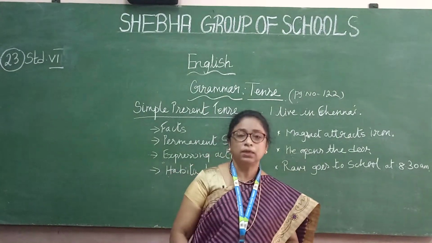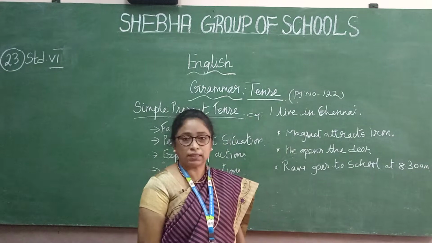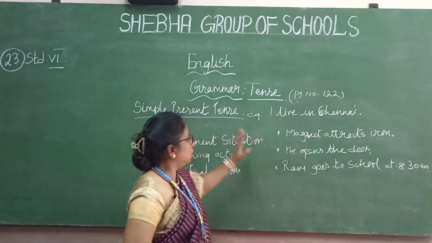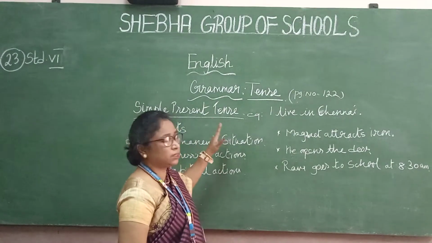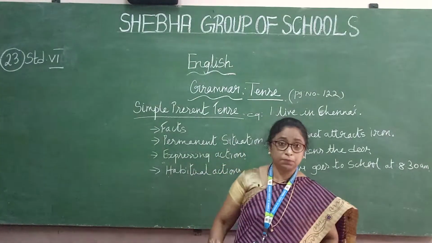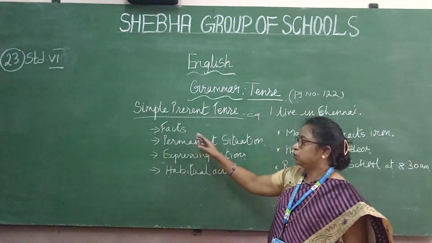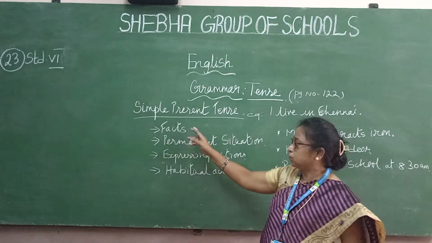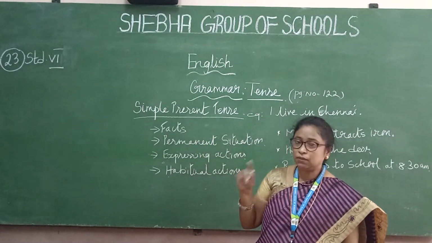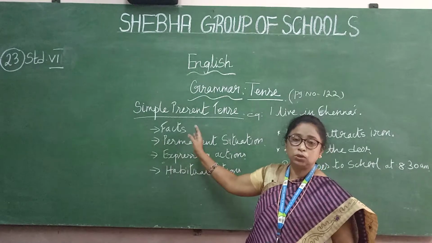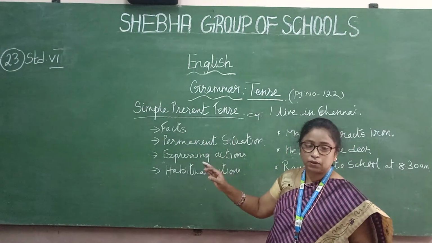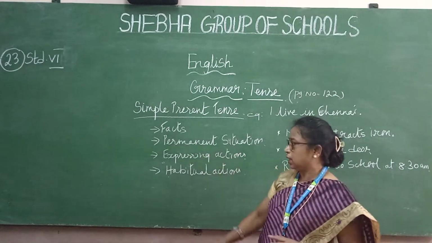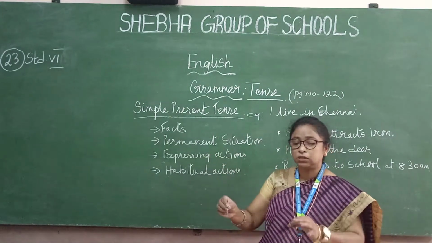Okay, what we are studying today. Now we are going to start with present tense, simple present tense. Simple present tense means what? Present tense will tell you about facts. Where do we use present tense? When you are going to tell about a fact, and then a permanent situation, when you are going to say something about a permanent situation, and then expressing actions which are done now.